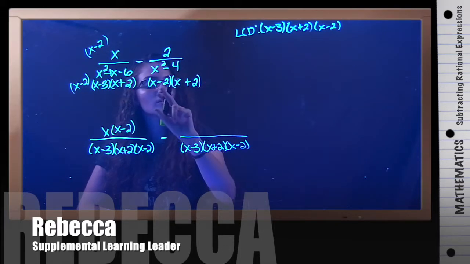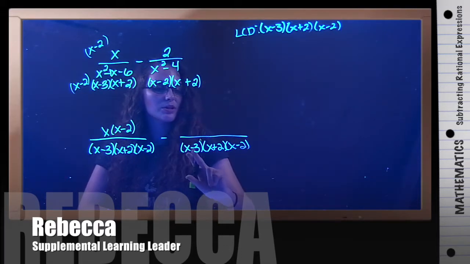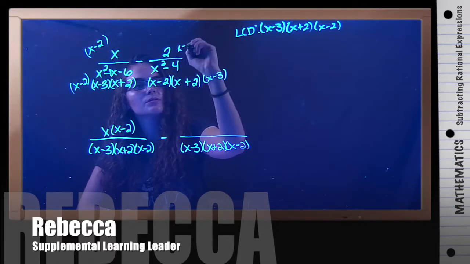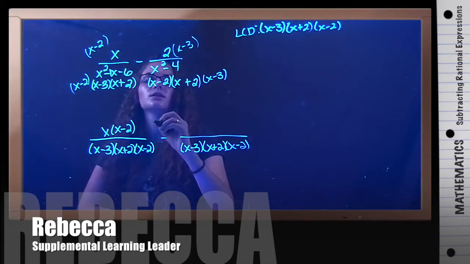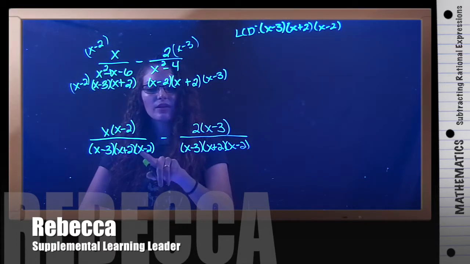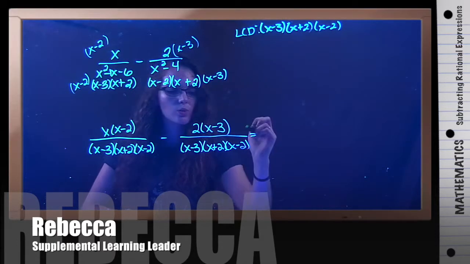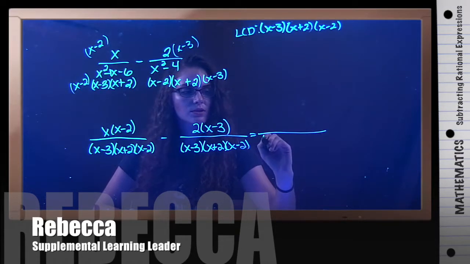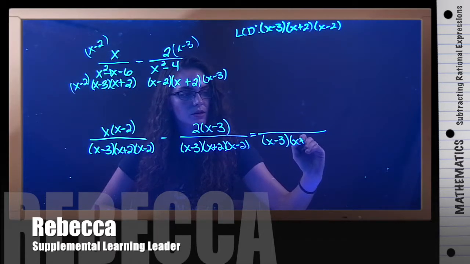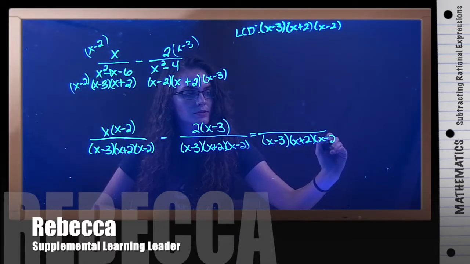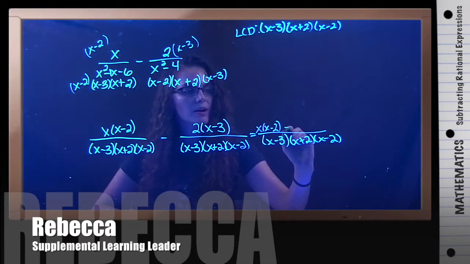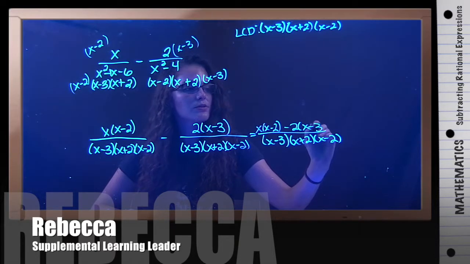Now, on the second one, you already have an x minus 2 and an x plus 2, but you don't have the x minus 3. So you need to multiply the top and the bottom by x minus 3. So you have left 2 times x minus 3. So now that they have the same denominator, we can combine them into one and just subtract the numerators. So this becomes x times x minus 2 minus 2 times x minus 3.